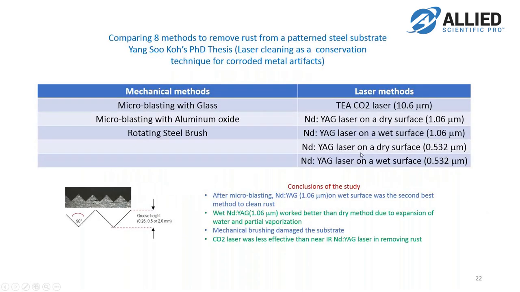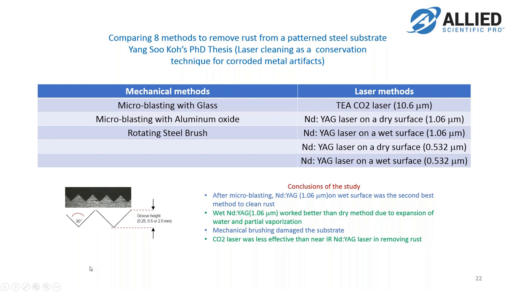So there's a research paper, or also a thesis. It's a collection of research papers by this author, Yang Suko, that I was reading, and it compared 8 different methods, 3 of them mechanical and 5 laser-based, to clean rust from a patterned steel substrate. So this steel substrate has this pattern, with different groove heights: 0.25, 0.5, 2 millimeters.